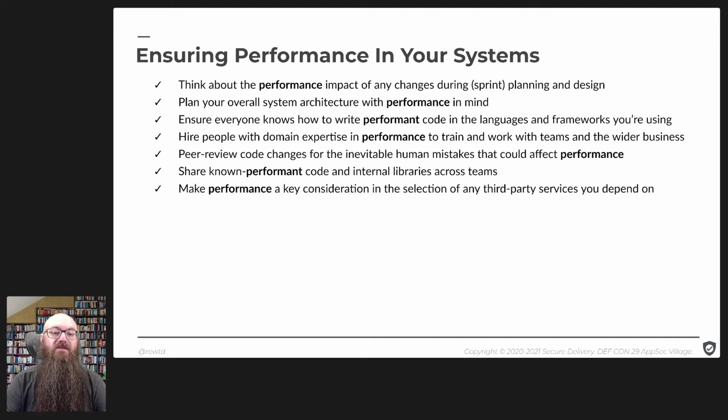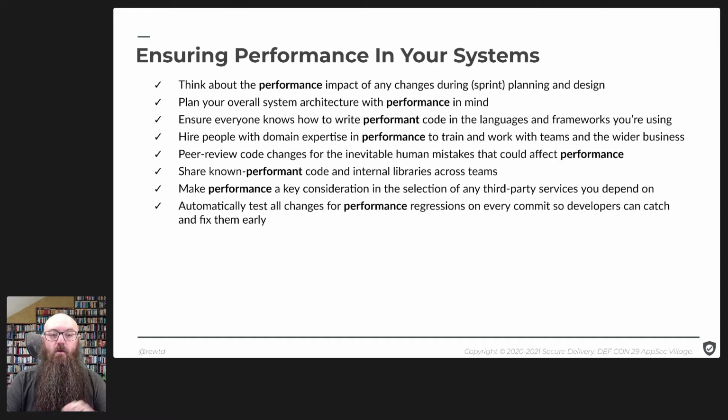We'll make performance a key consideration in the selection of any third-party libraries or third-party services that we depend on. We'll automatically test all changes for performance regression on every commit to develop so that developers can catch things quickly and catch them early. We'll prioritize performance fixes that are on our backlog or in the development cycle.